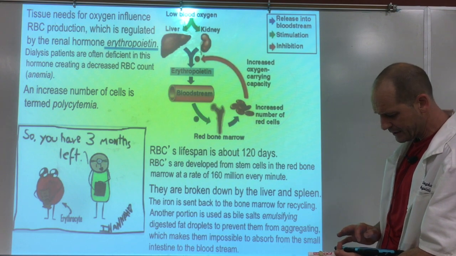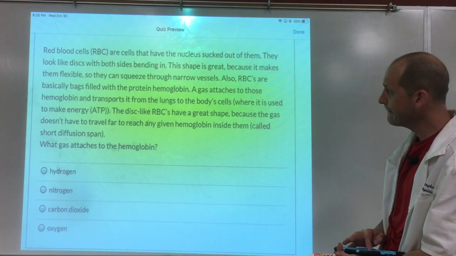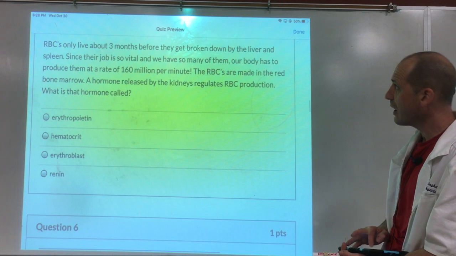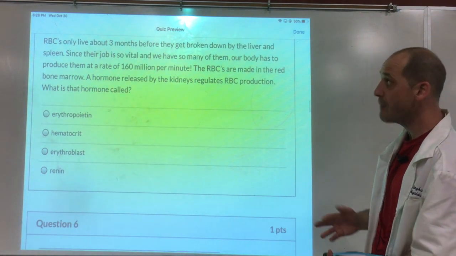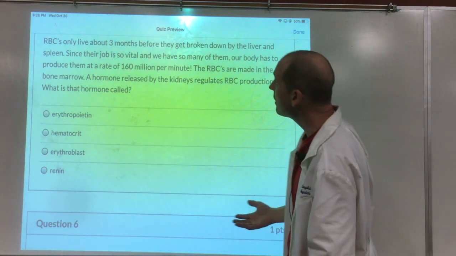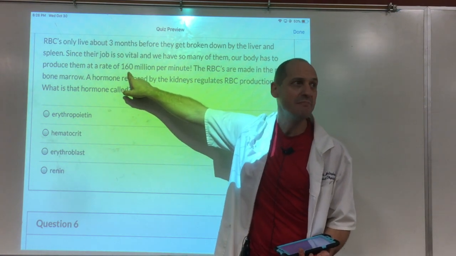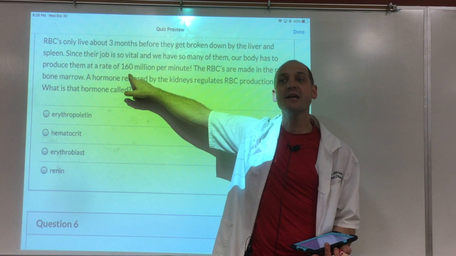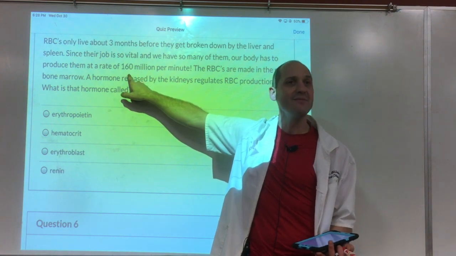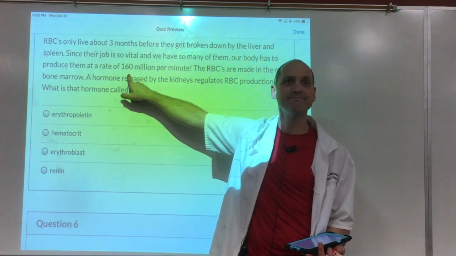Okay, let's go to the next question here. RBCs only live about 3 months before they get broken down and delivered. Oh, look, that's how fast we make them: 160 million every minute. So, you feel lazy, you lay around, you know your body is working, so you're good.